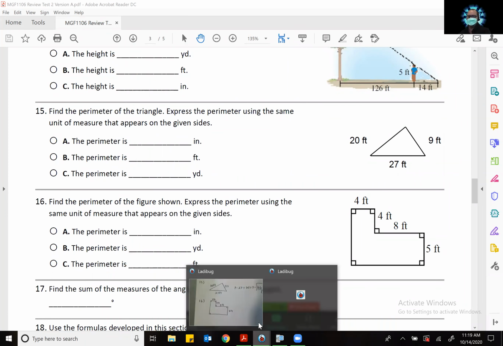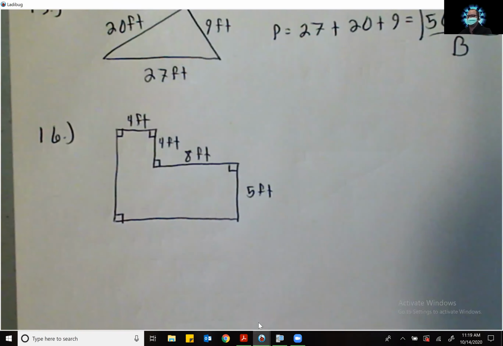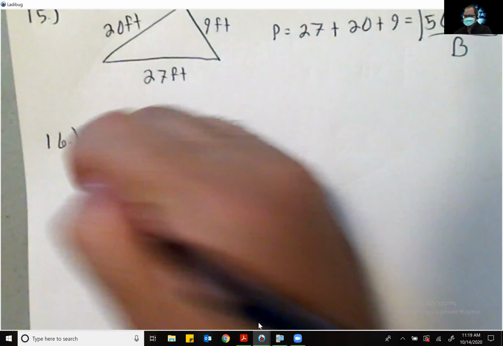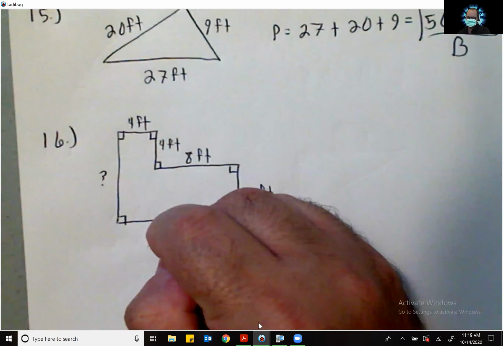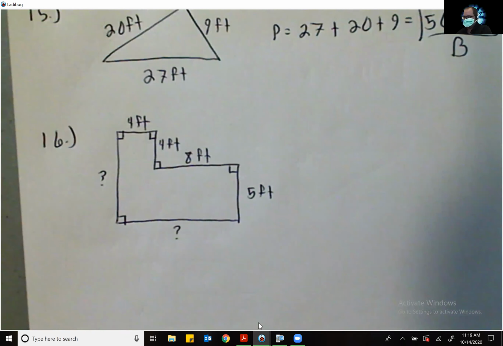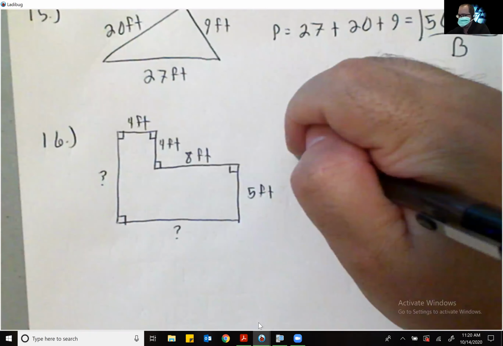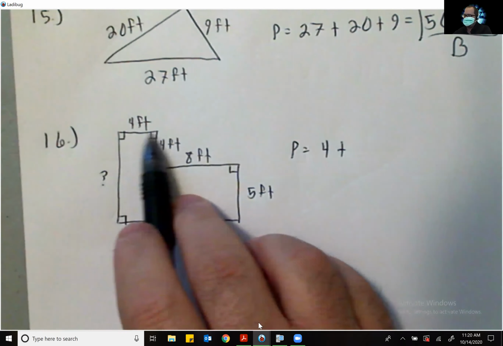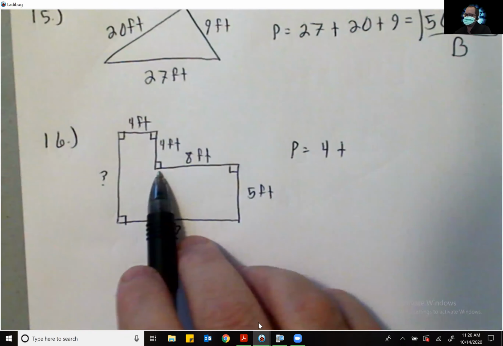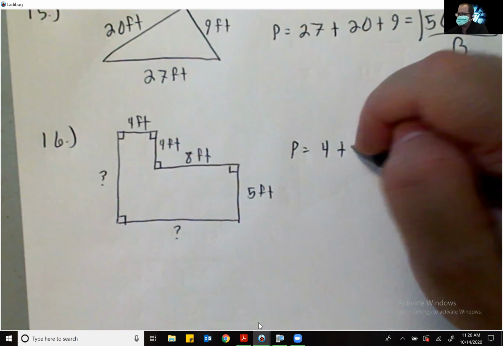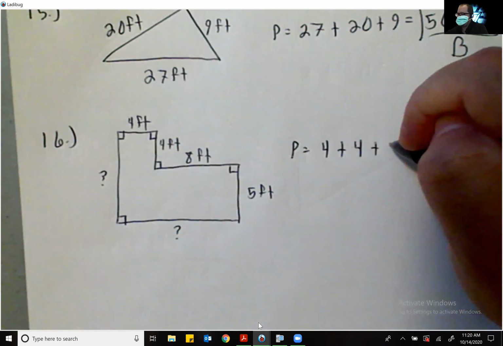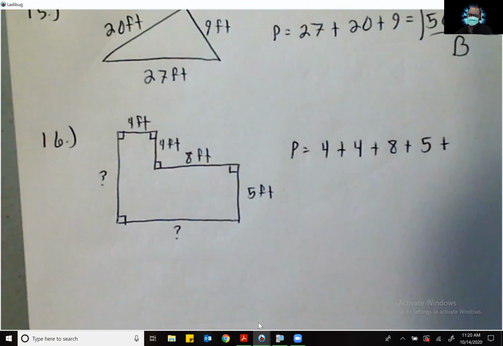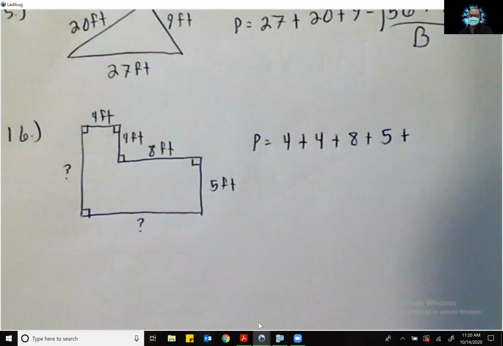All right. So come back to this problem. The problem with this is that we're missing two lengths. We don't know this guy, and we don't know this one. That's a problem. Because perimeter, as you told me a second ago, is add up all the sides. So I've got 4 plus 4 plus 8 plus 5. But I'm missing these two lengths right there. How do we find those two lengths?